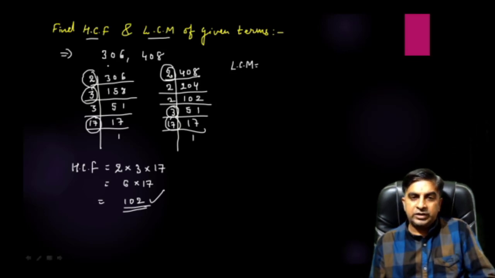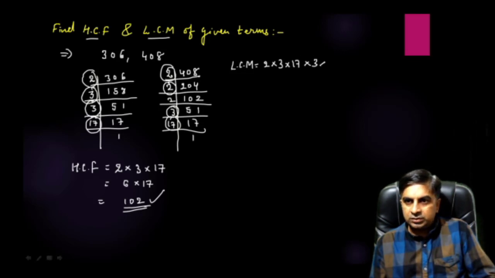For LCM, you just need to write down the numbers which are common first of all, 2 into 3 into 17. Now you need to take the remaining terms also. 1 3 is there, this remaining 2 is also there, this remaining 2 is also there. So now we need to multiply.